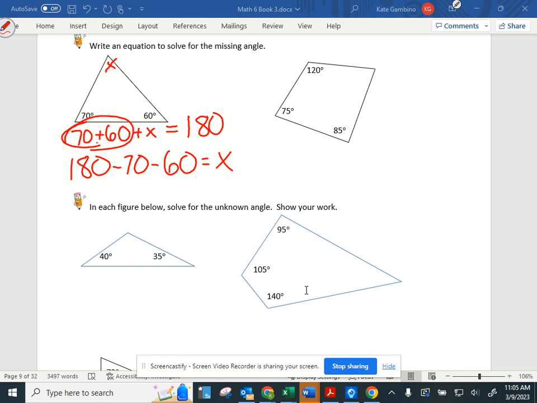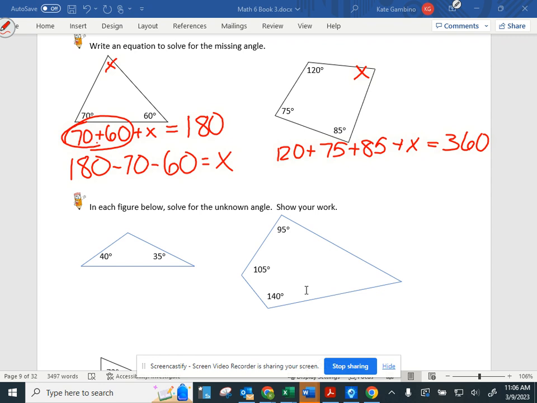So what equations could we write for our quadrilateral? Thinking that our unknown measurement is our x. How could I write this out? Aiden? Come back to me. How much does a quadrilateral equal? 360. So look at what we did for the triangle. We're just going to replace that 180 with 360. So we could do 120 plus 75 plus 85 plus x equals 360.